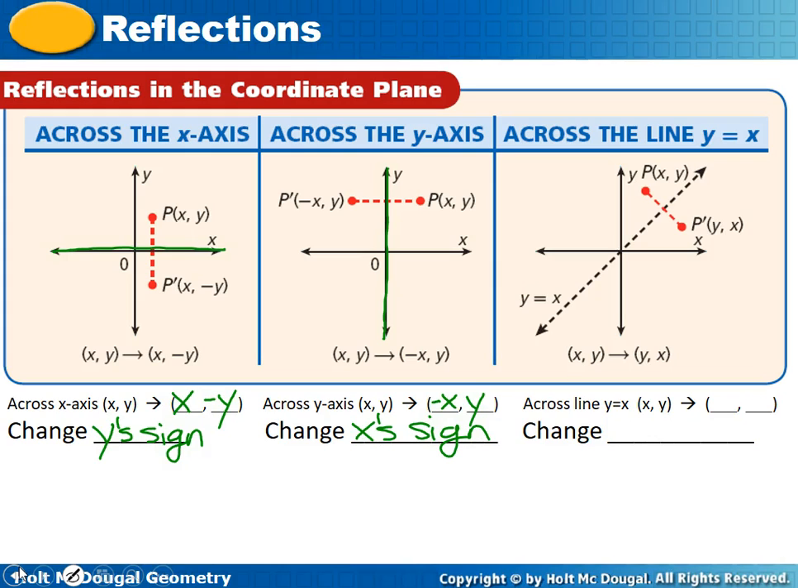Last one is across the line y is equal to x. Now I want to talk to y'all about this. So if I had the point 2, 3, and the x became the y and the y became the x, that would then be 3, 2. So what did I really do? I flipped my letters so that y is x and x is y. So that's what I want you guys to write. Change x to y and y to x. That's what you're going to do here. Okay, these are our rules. Now we're going to apply them.